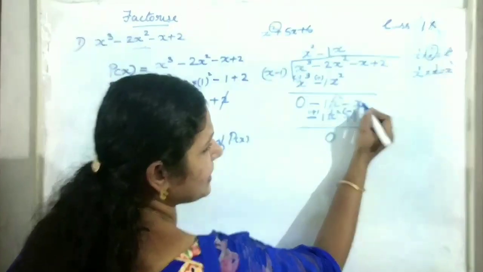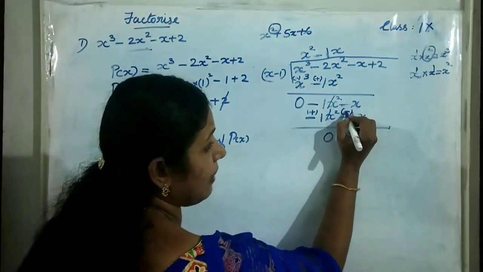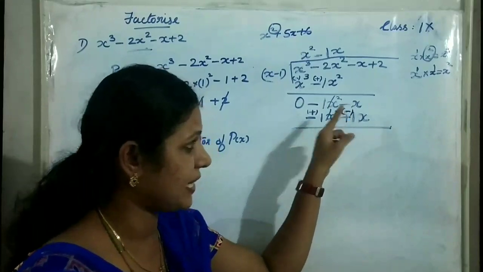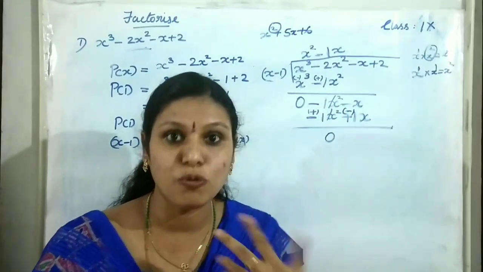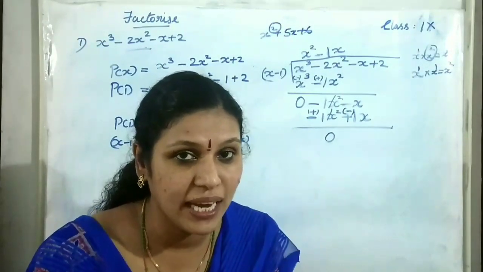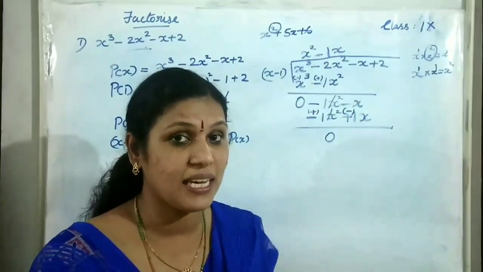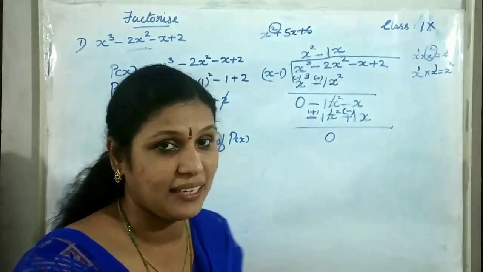Then minus x. Same sign come. Minus minus x. Minus minus. What will we get if the same sign come? Add and put the common sign.